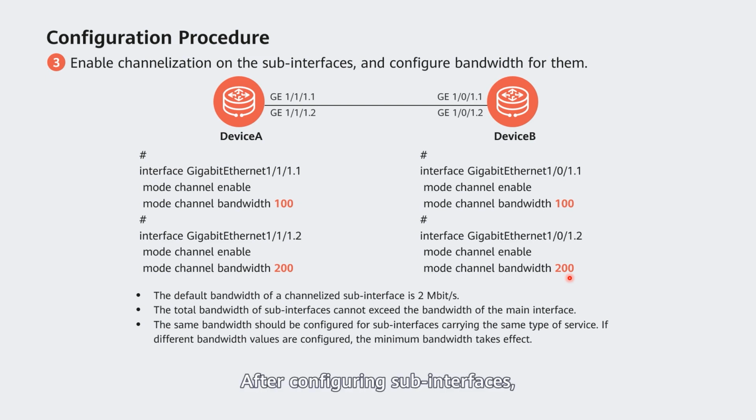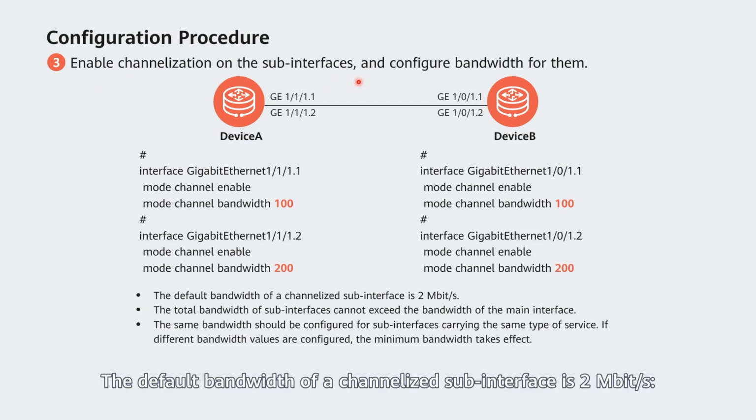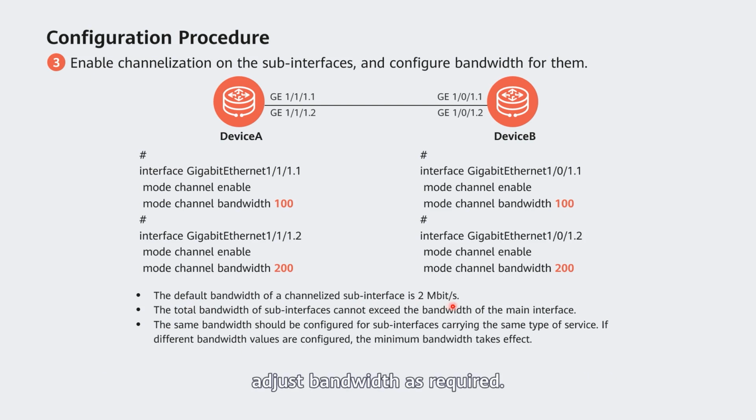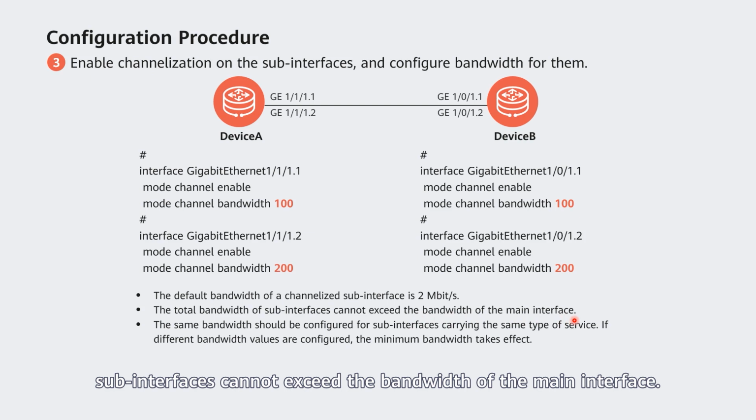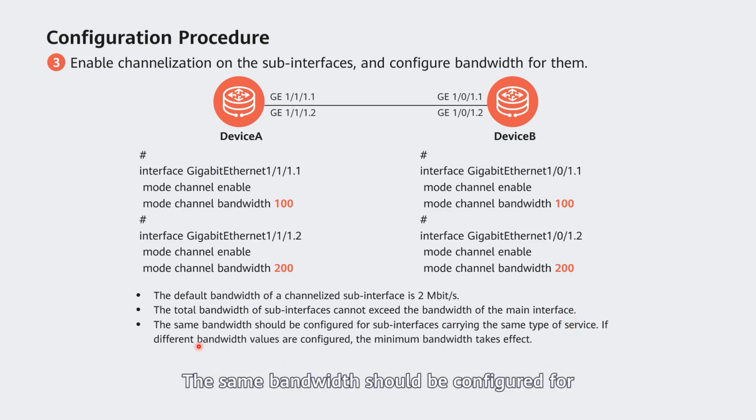After configuring subinterfaces, enable channelization for them. The default bandwidth of a channelized subinterface is 2 megabits per second. Adjust bandwidth as required. Note that the total bandwidth of subinterfaces cannot exceed the bandwidth of the main interface. The same bandwidth should be configured for subinterfaces carrying the same type of service. If different bandwidth values are configured, the minimum bandwidth takes effect.